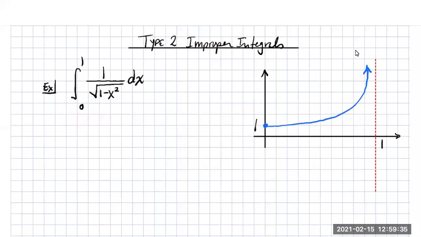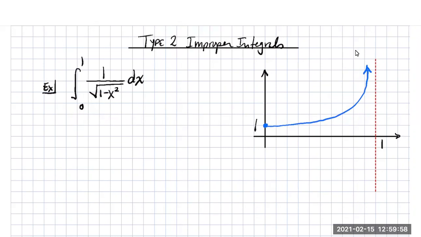All right, gang. In this next presentation, we're going to talk about type 2 improper integrals. And like we did the last time, we'll just jump right in. Notice the definite integral here is from 0 to 1. The integrand itself is 1 over the square root of 1 minus x squared, okay? What is it about this that makes it an improper integral?